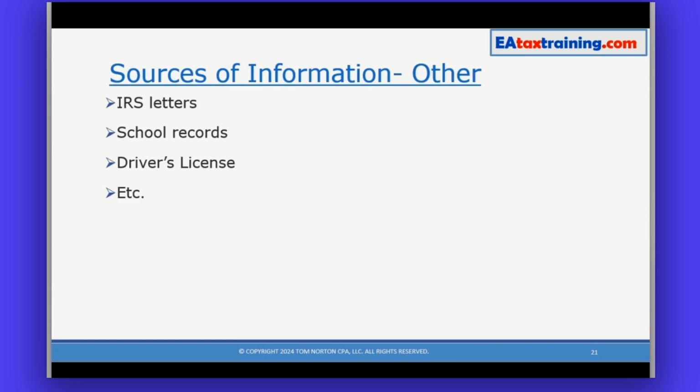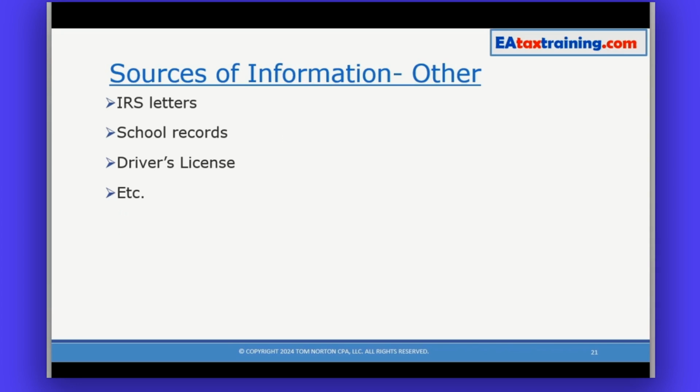And then for other items on the tax return, there could be something as simple as a driver's license. If you have a taxpayer that walks in, you've never seen them before, you have no idea who they are, there's a lot of tax and identity theft fraud that goes on. So you're going to want to know who they are. So you're going to want to ask for at least one form of official identification, if not more. So you want to see a driver's license.